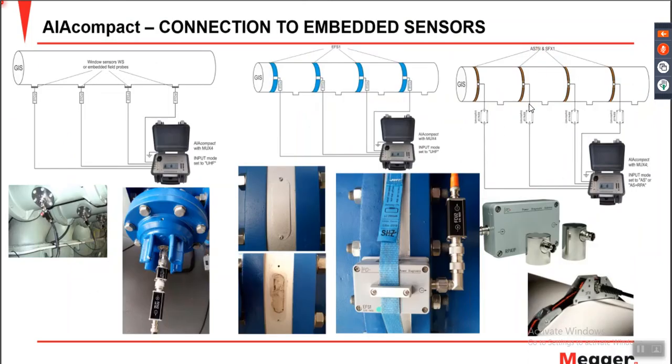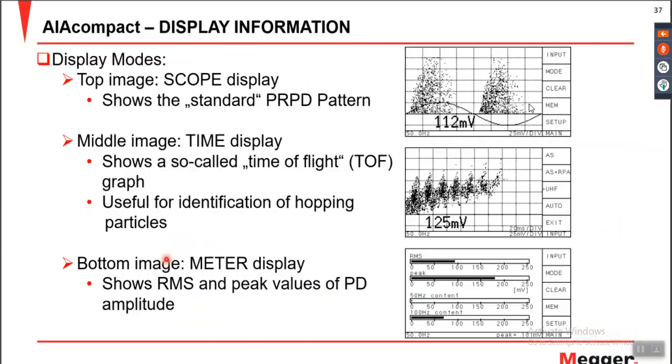And these are the several examples of how this instrument can be connected to the GIS. So it can be connected to the external window sensors, external flange sensors, and last but not least the acoustic sensors. And you can always connect this instrument to the embedded sensors as well. So these are the several examples of how you can connect the instrument to GIS for PD measurement.